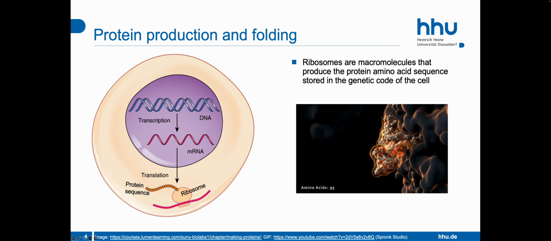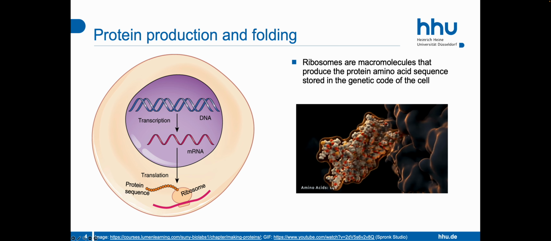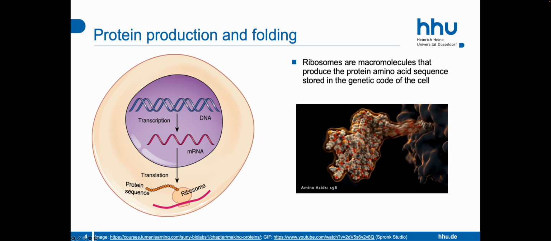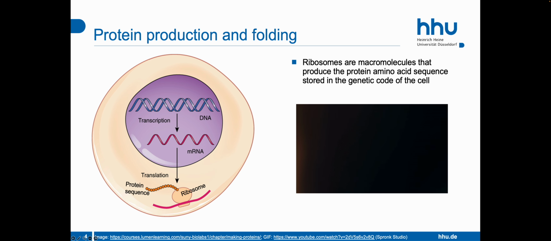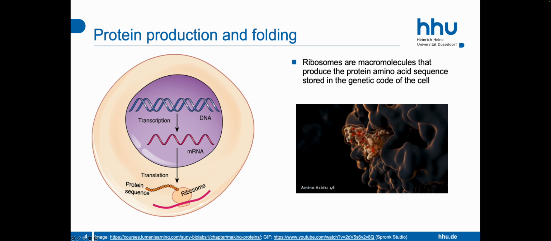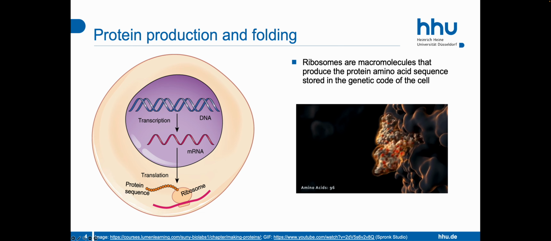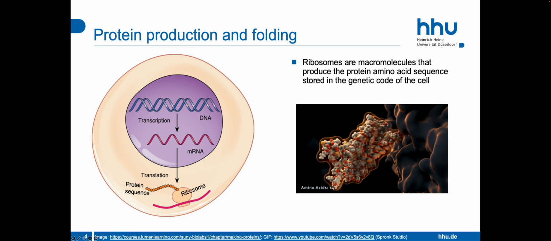Finally, I'm showing you a visualization of the process of how the ribosome links together amino acids and how the sequence then folds into its 3D structure from a YouTube channel called Sprong Studio. You can see that as soon as the first amino acids are connected, local secondary structures begin to form, and finally the protein folds into its tertiary 3D structure.